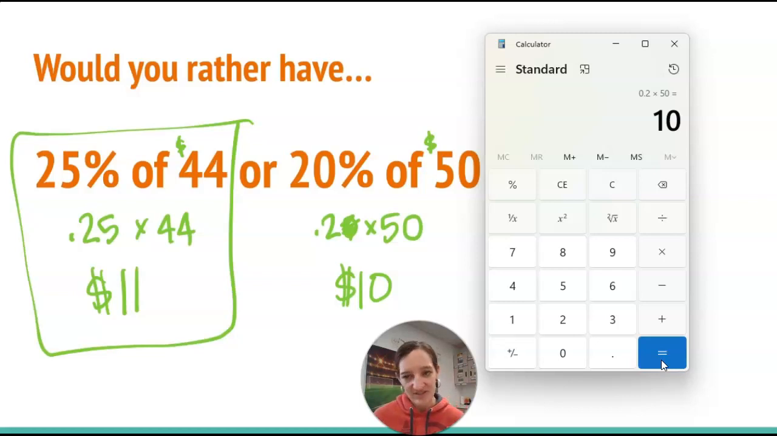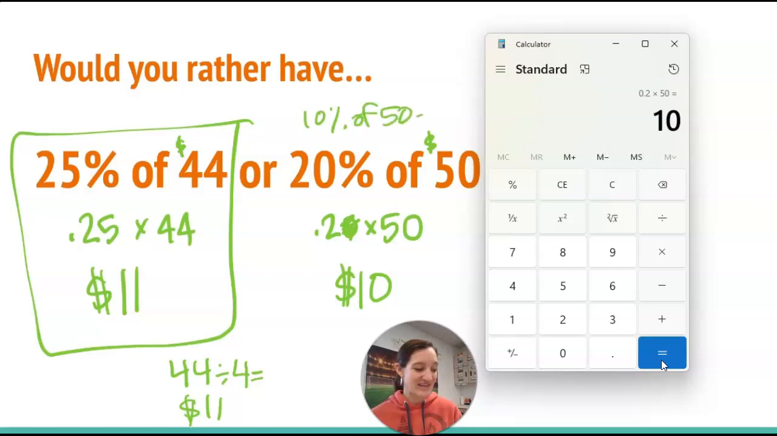Okay, but wait, with 25%, you could have done that a lot quicker because you know that 25% is just divide by 4. So you knew that was $11. And then with 20%, well, you know 10% of 50 is 5. So double that to make it 20%, and you know that you'd have $10.